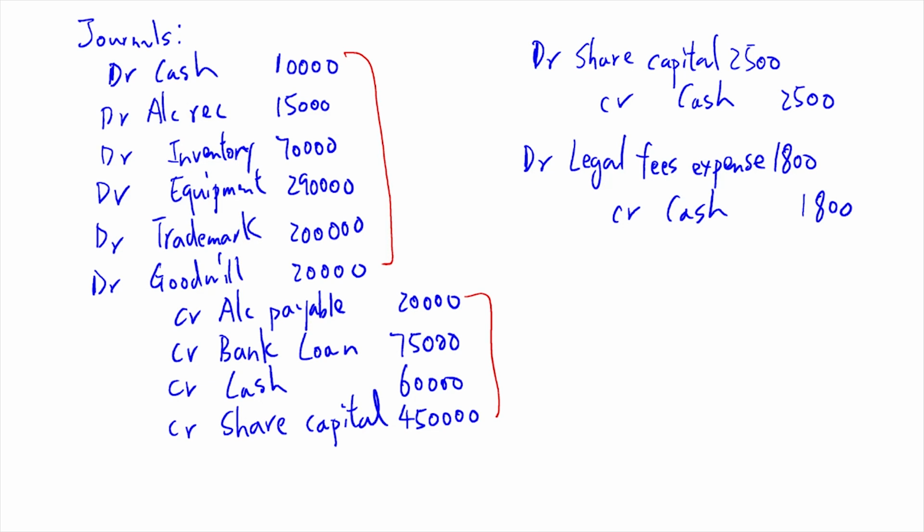Okay, so that is it for this question. So as I said right at the beginning, the key for business combination is to recognize right at the beginning whether it is an acquisition of shares or acquisition of assets and liabilities.